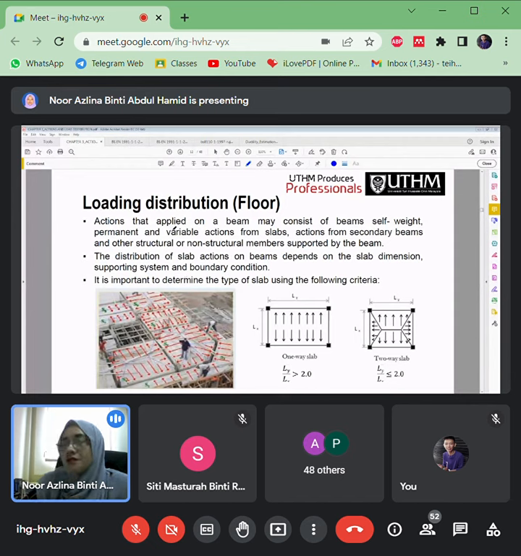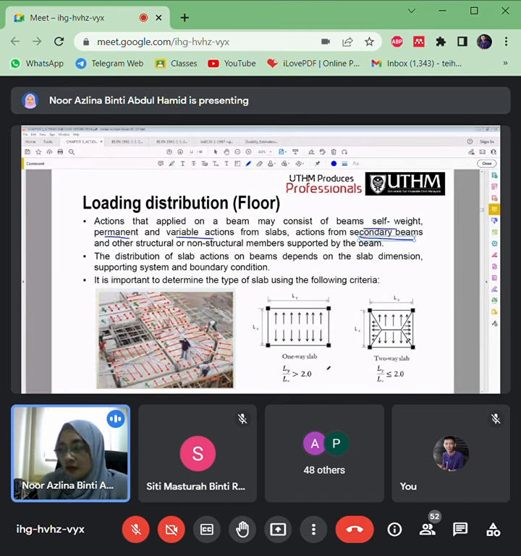Okay, the load that applies on a beam may consist of the beam self weight, and then any permanent loads or variable loads, which are from slabs, or might be from secondary columns or other structures or non-structures, all of which will be supported by the beams here.